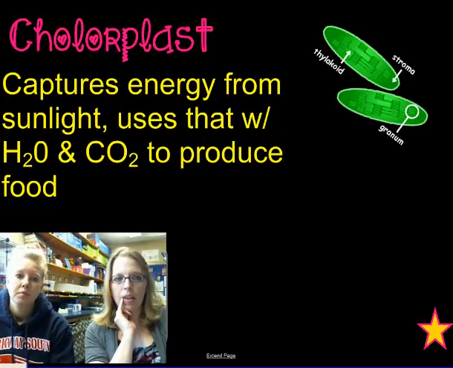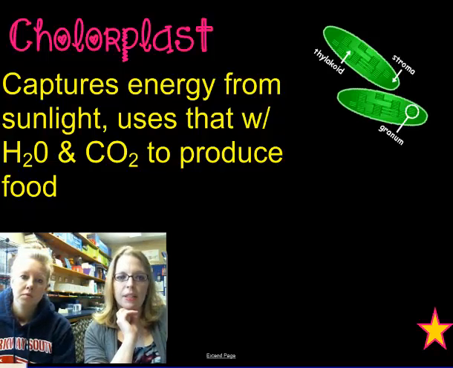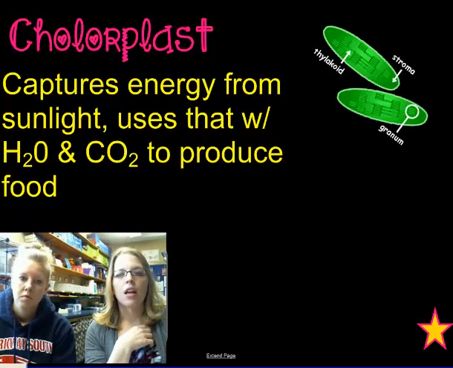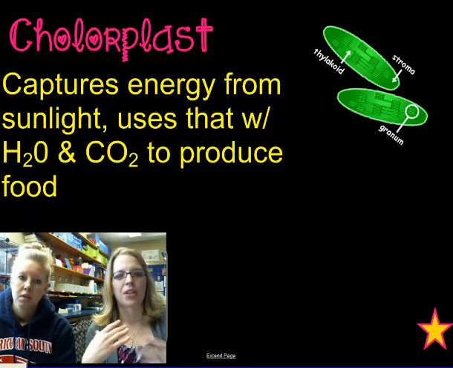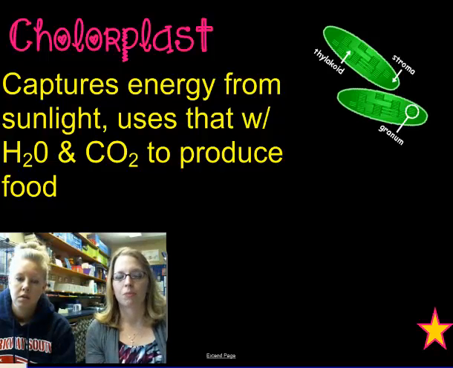In the plant, the chloroplast captures the energy from the sunlight and uses that with water and carbon dioxide to produce food, which is a sugar specifically. And the chloroplasts are green. Some of the coloring on those cells is false coloring, just what the little artists pretend. But the chloroplasts literally are green. When you look at plant cells later, you'll see green little globs.